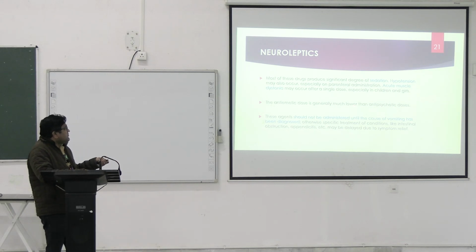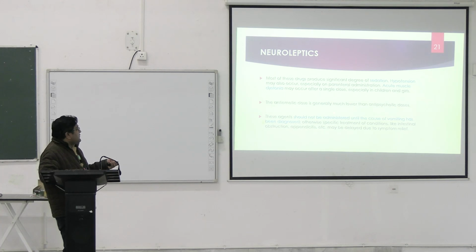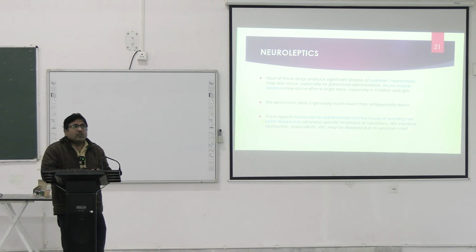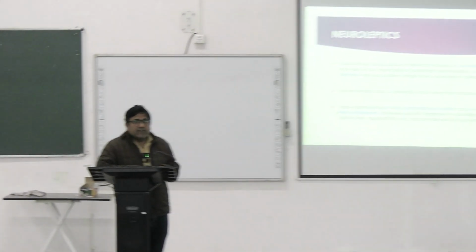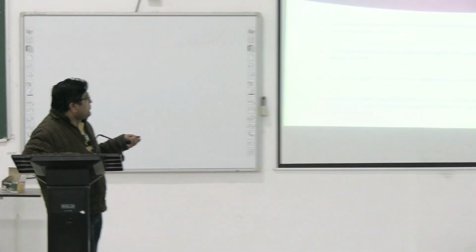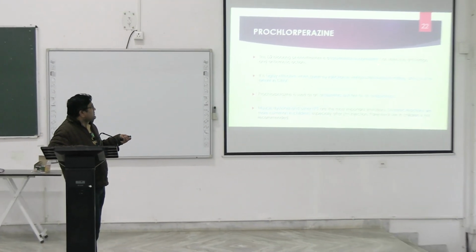The anti-emetic dose is generally much lower than the antipsychotic dose, and the agent should not be administered until the cause of vomiting has been established, because otherwise the cause can be obscured. Now prochlorperazine, the D2 blocking phenothiazine, is a labyrinthine suppressant.